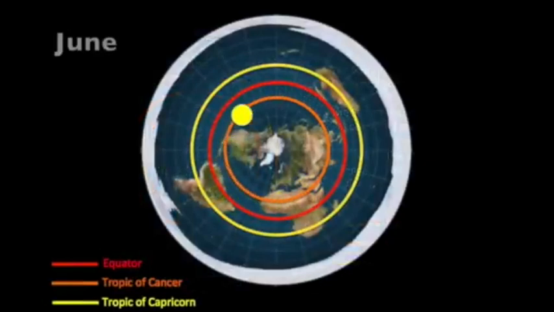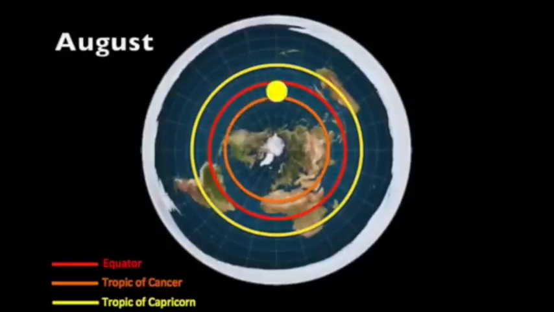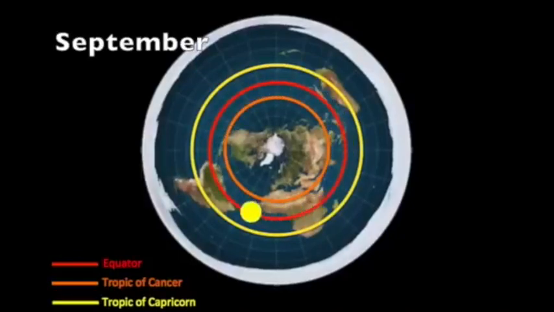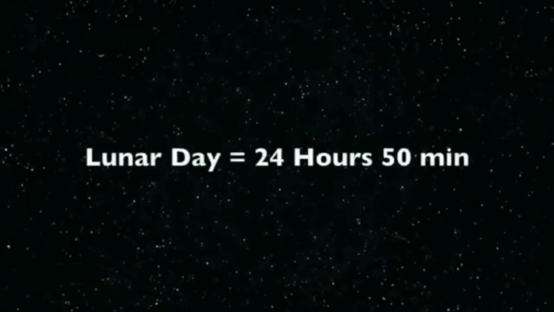In June, the sun is circling over the Tropic of Cancer, so it's got a much tighter circle. In December, the sun is circling over the Tropic of Capricorn, so it's got a much bigger circle. And at the equinoxes, the sun is circling over the equator. Okay, equinox, equator. Now the moon also circles above the flat earth, but the moon is slightly slower than the sun. The moon takes 24 hours and 50 minutes to circle the flat earth.